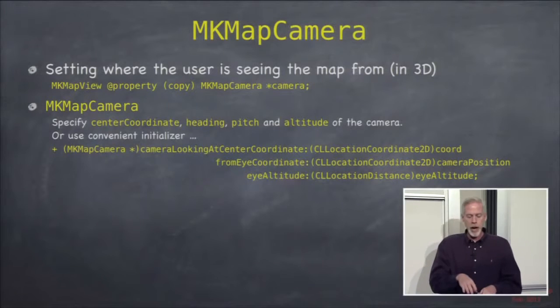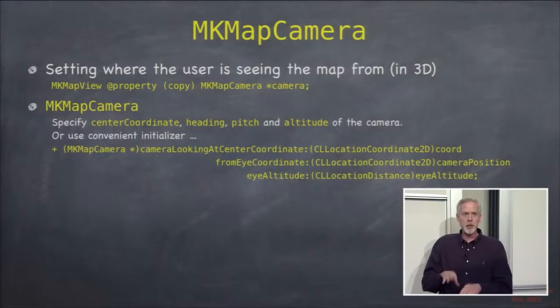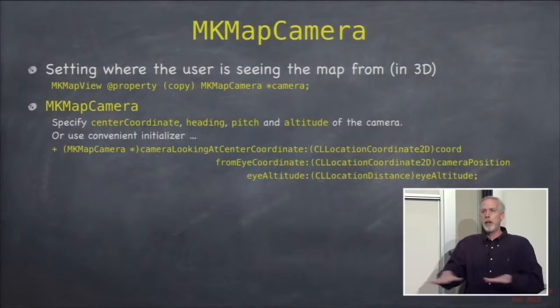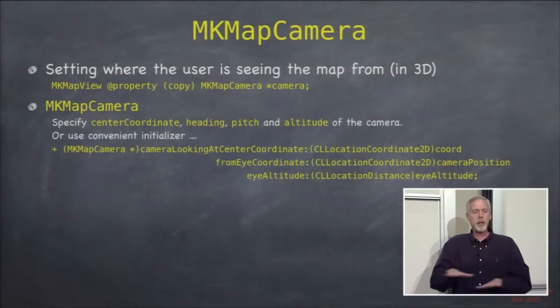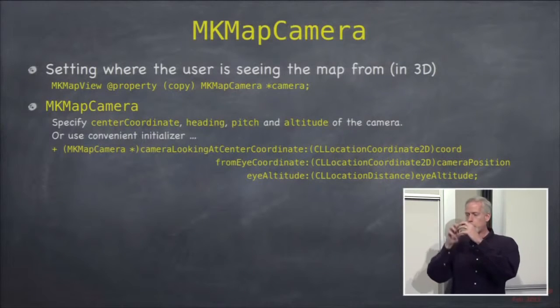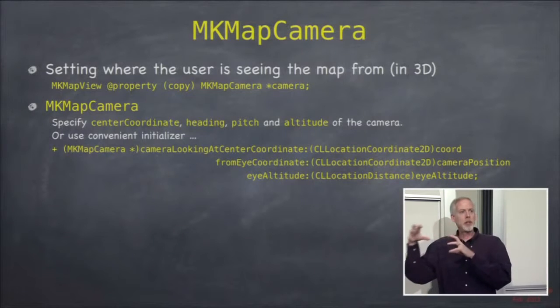Class method here, camera looking at center coordinate from I coordinate, I altitude. So the I coordinate and the I altitude, that's where your camera is. Where in the world, using the coordinates, latitude and longitude, your camera is, what is the altitude of your camera in meters, and then what point are you looking at? You see how that's a way to set your camera? So you can do that to set your camera.